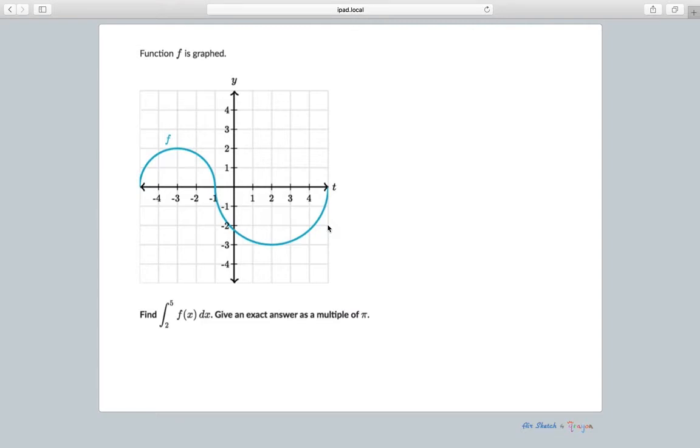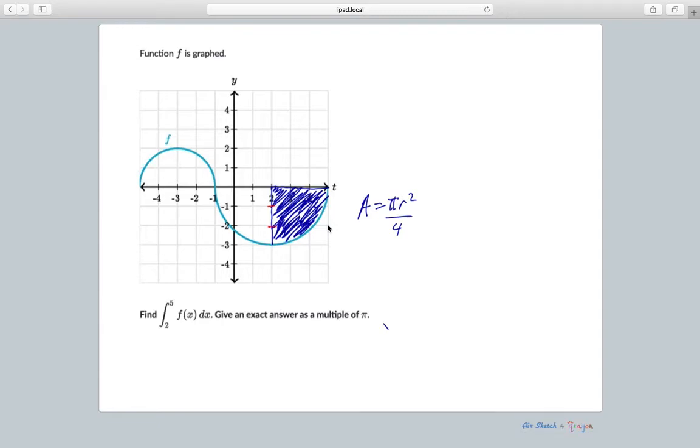From 2 to 5, you just have to be careful that you're looking at the right region. So that's all region that is below the x-axis. And so what we have here is a quarter circle. Okay, and we know that the area of a circle is pi r squared, so the area of a quarter circle is pi r squared over 4. And the radius of this circle is what?